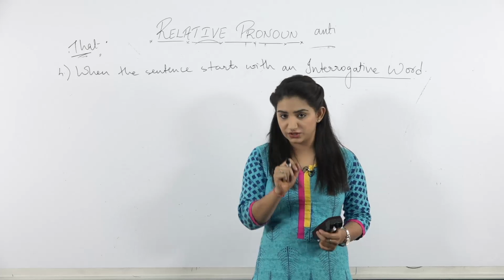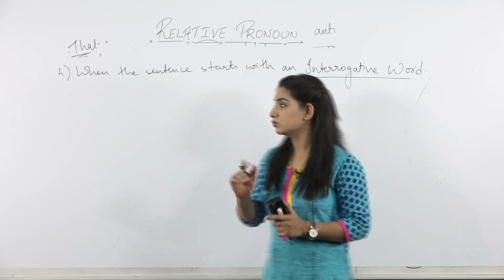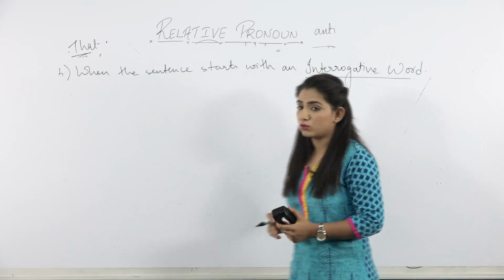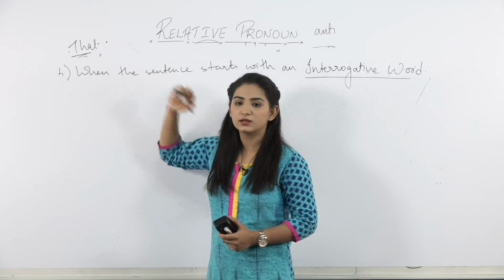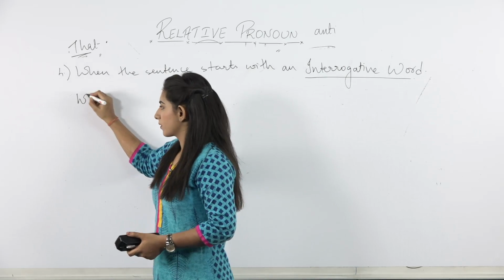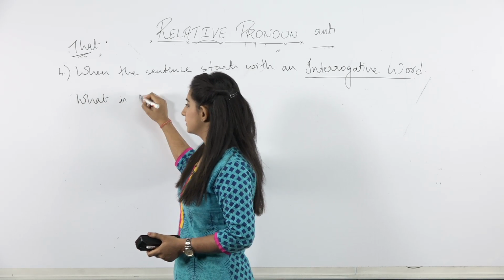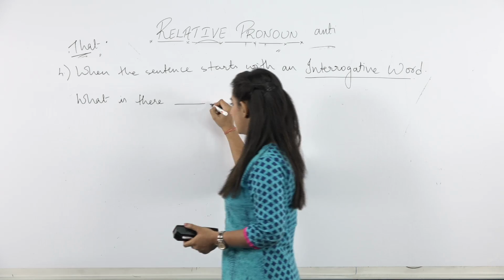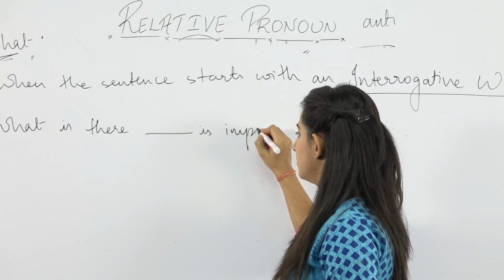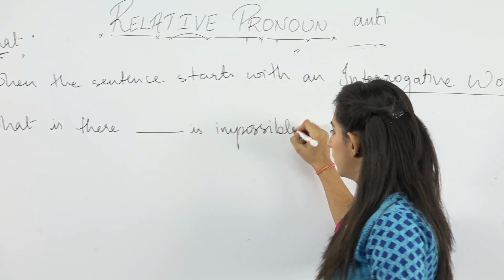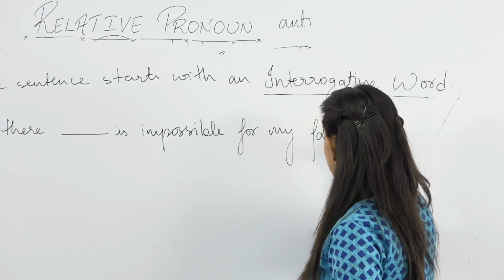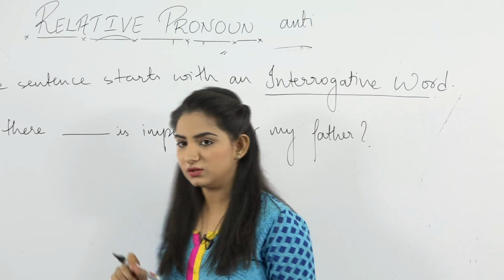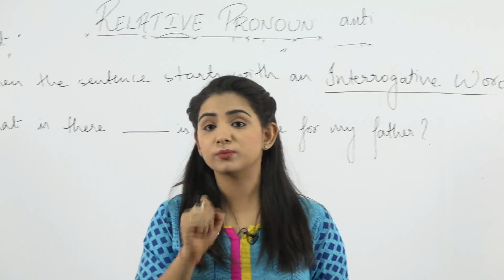If you have a question and it has to be used with a relative pronoun, you have to place a relative pronoun there. What will you use? You will use that there. For example, what is there dash is impossible for my father. There is a question.